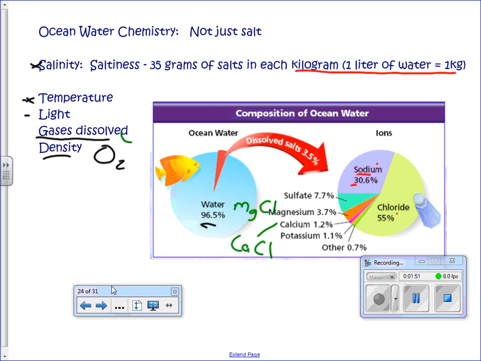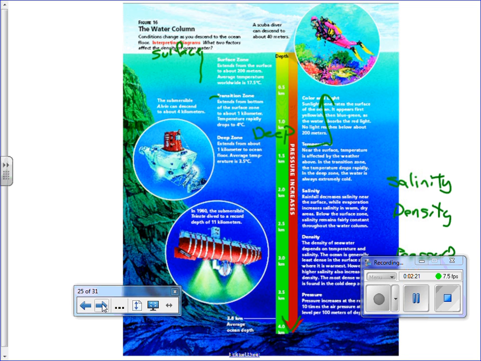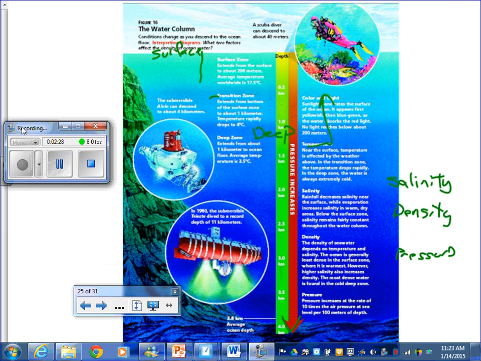And the other things that affect the ocean water are temperature, the amount of light that can get to it, the amount of gases dissolved, which is usually oxygen dissolved in the water, and the density. And all of these things are going to affect the currents. In terms of what you need to know for this, basically that it's more than just salt, but what we're going to talk about most importantly is what affects density. And what affects density is temperature and salinity. So those are the two things we're going to primarily focus on.